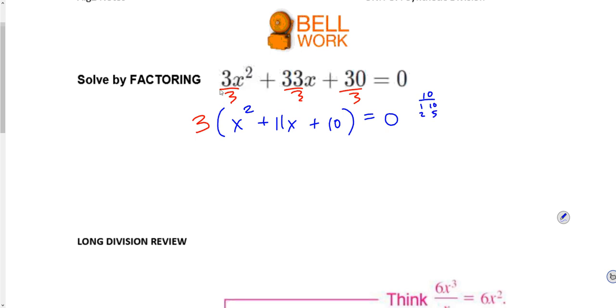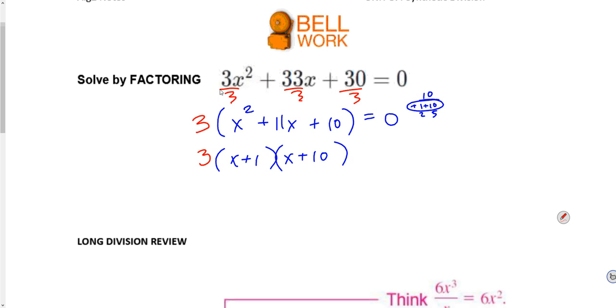We're trying to make 11. So it's got to be 1 and 10. Everything's a positive, so both of these are positives. So in a simple, we can go straight to the parentheses. So this is x plus 1, x plus 10, and then we have the 3 in the front.